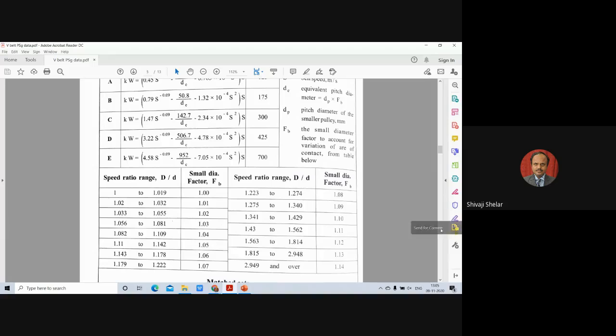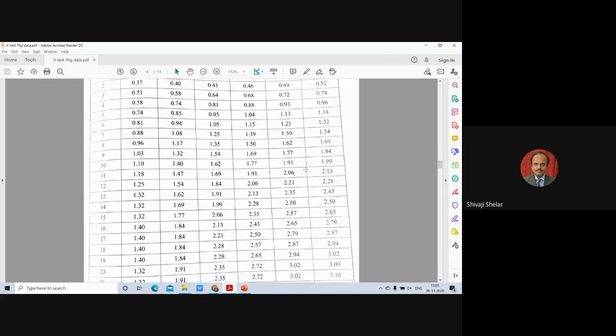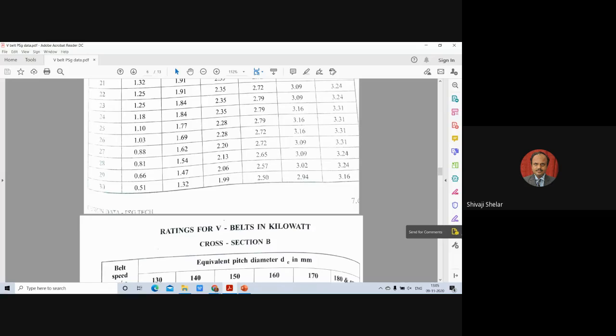Or instead of going for this much calculation, you can make a simple calculation for each belt. Say this is the section A belt. For each belt, for corresponding values of belt speed and different values of approximate pitch diameter, the power rating of a single belt is tabulated here. So this is for the section A belt. Another page will be for section B. These tables are available up to the section E belt. So you can do either the calculation or refer to this table. These are the standard tables available. So you can use the standard table or you can use the formula. That completes your power rating for a single belt.